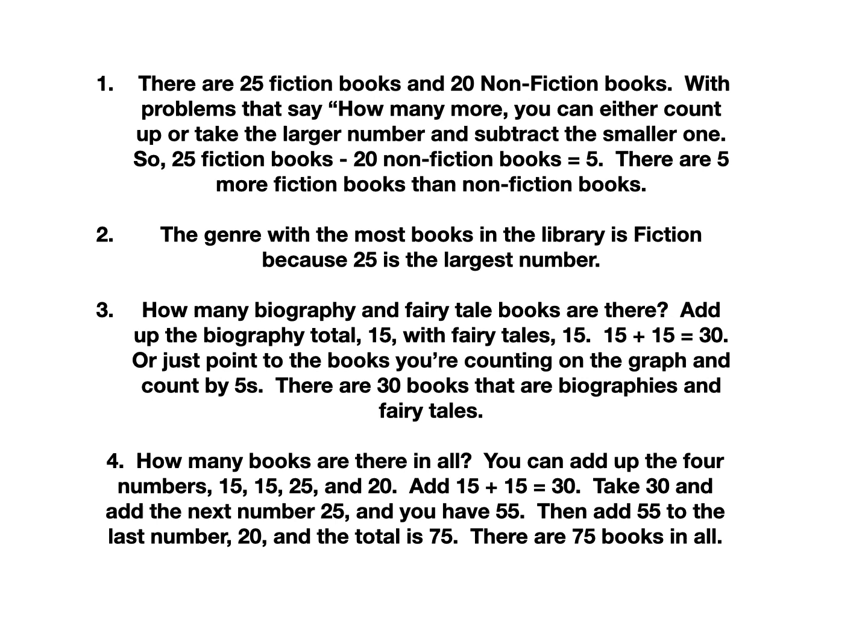And number 4, how many books are there in all? You can add up the 4 numbers, 15, 15, 25, and 20. Add 15 and 15 equals 30. Take 30 and add the next number, 25, and you have 55. Then add 55 to the last number, 20, and the total is 75. There are 75 books in all.